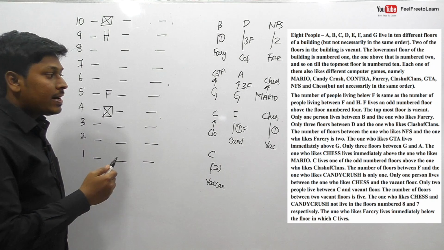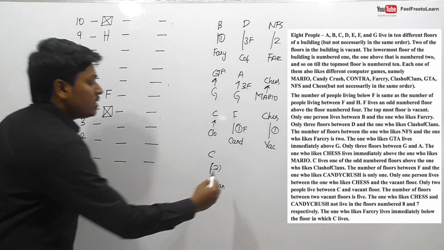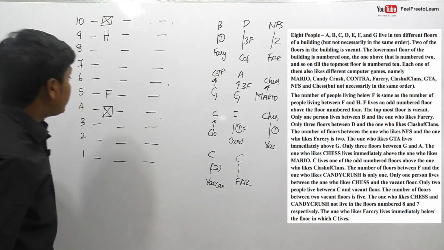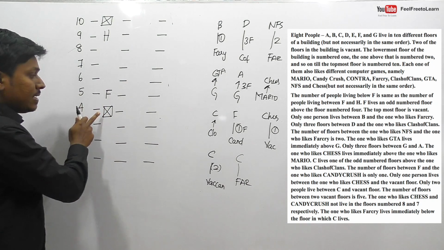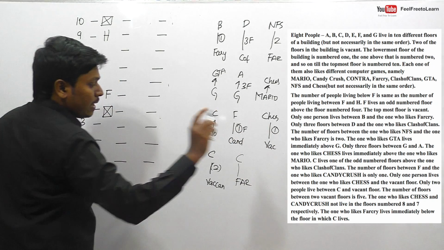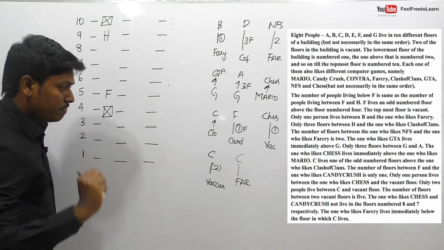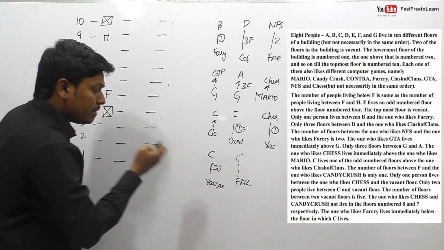The one who likes Far Cry lives immediately below the floor in which C lives. So below the floor of C is the person who likes Far Cry, right? Okay friends, now try to apply all the clues in this arrangement. First of all, there is a vacant portion, right? Between vacant and chess there is a gap of 1 person, and between vacant and C there is a gap of 2 persons, and below C the Far Cry should be placed, right?